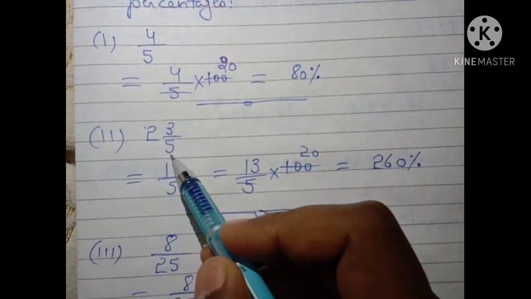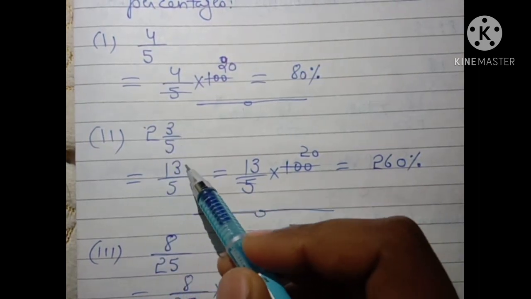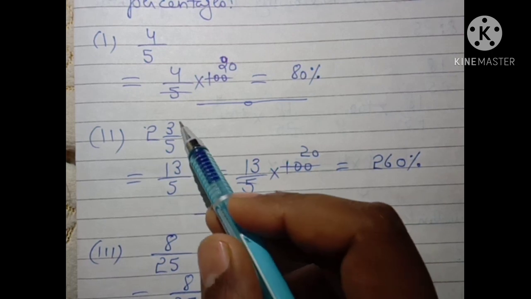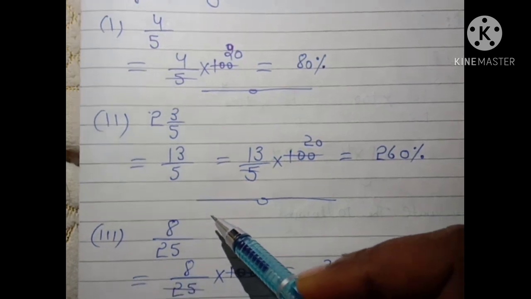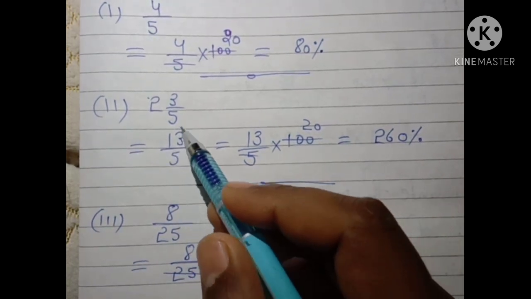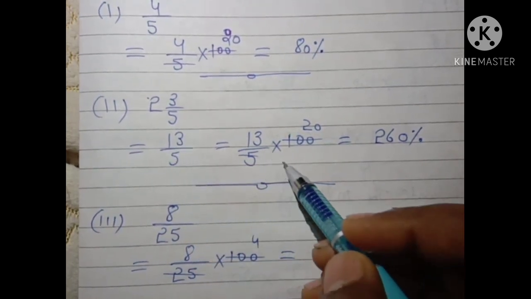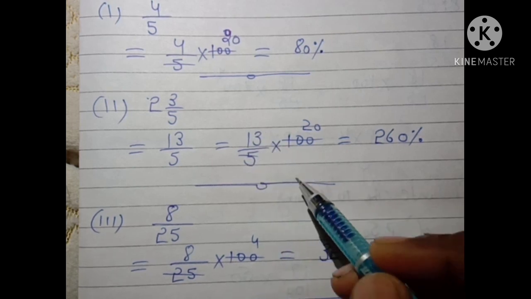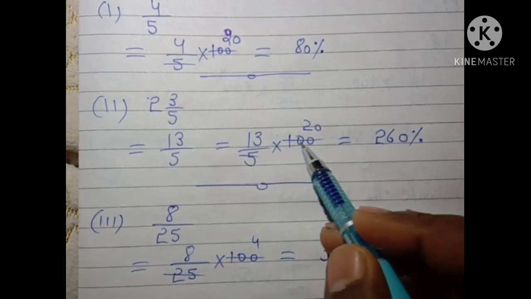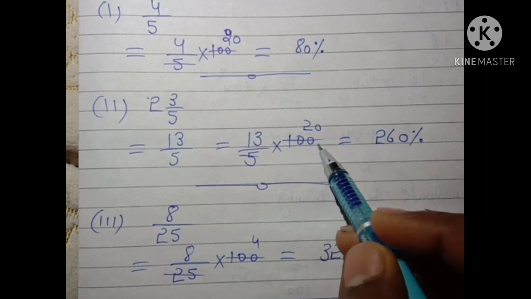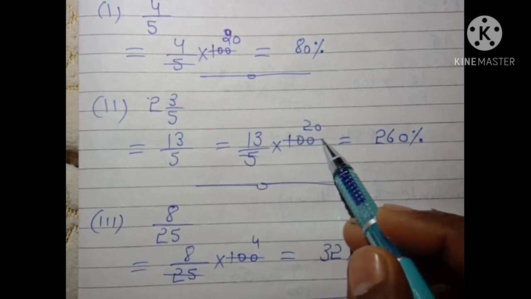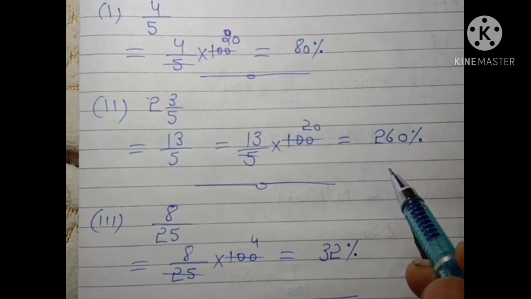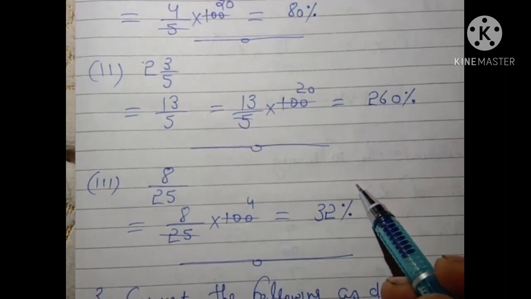2 3 by 5 is given to us, 5 2s are 10, 10 plus 3 is 13 by 5. So after converting this mixed fraction into a simple fraction it will become 13 by 5. And now we have to convert this fraction into percentage. So you have to multiply this fraction by 100, and after multiplication it will become 13 by 5 into 100, and after doing the calculation it will become 13 into 20. So after multiplication it will become 260%. So this is also very simple.